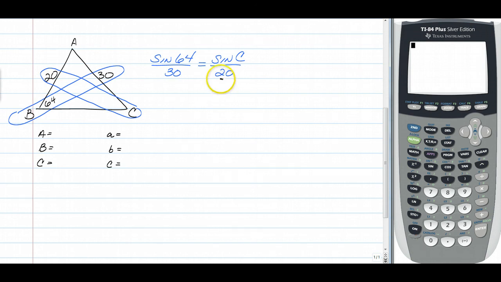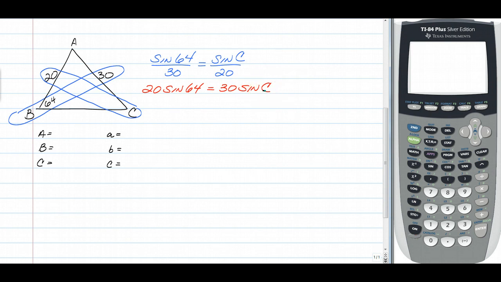Okay, and from here it's just algebra and being able to use your calculator. So the first thing you need to do here is cross multiply. So the first thing we do is 20 times the sine of 64, and we can actually just write 20 times the sine of 64, and that's going to be equal to 30 sine C.